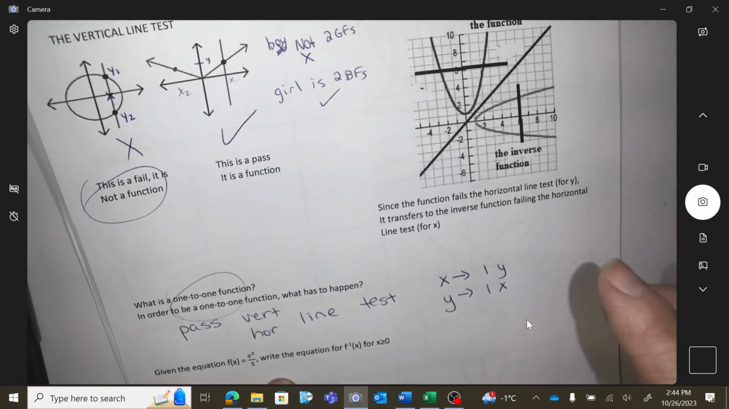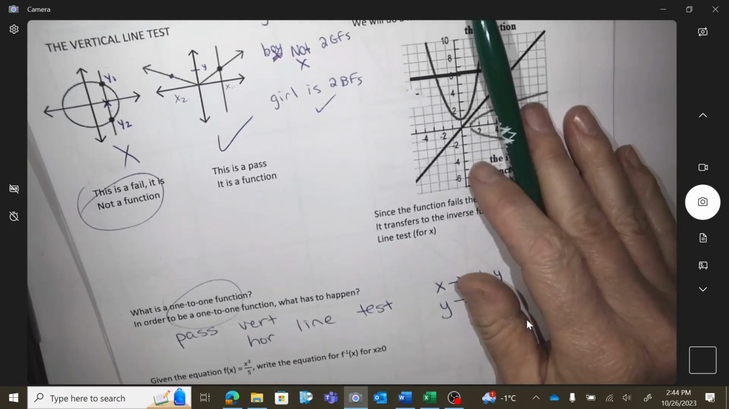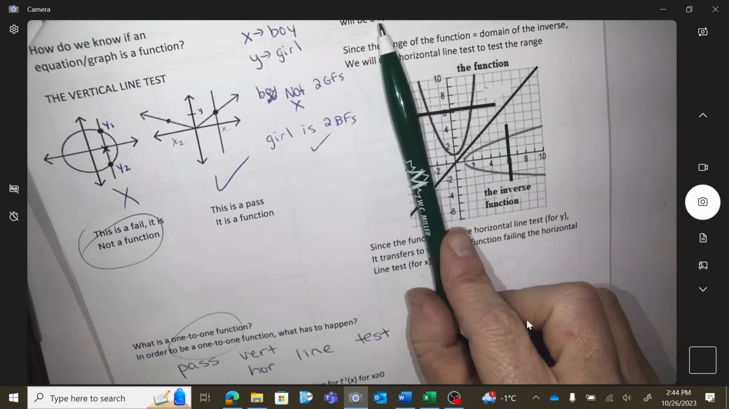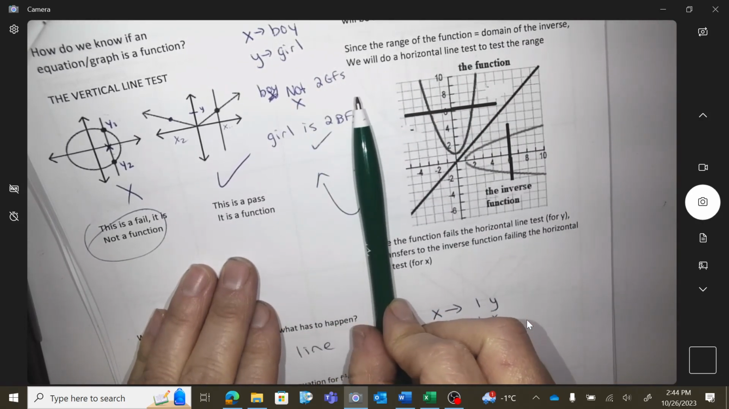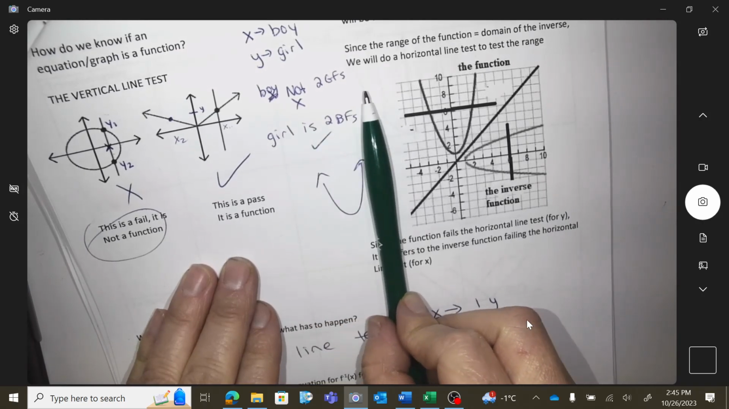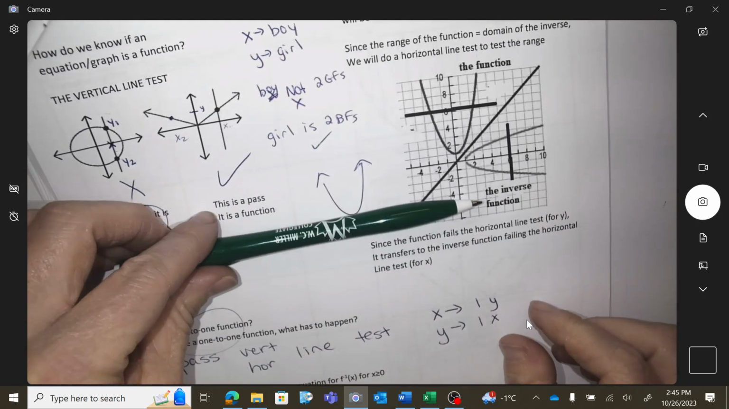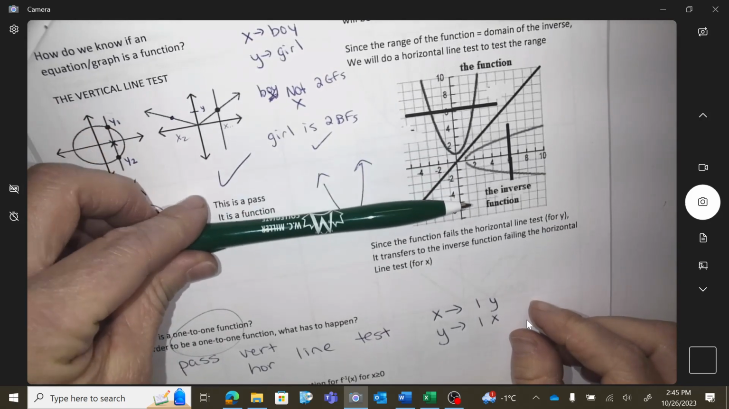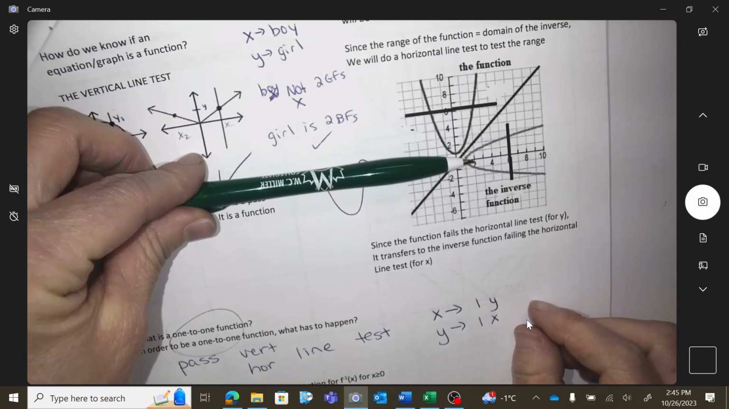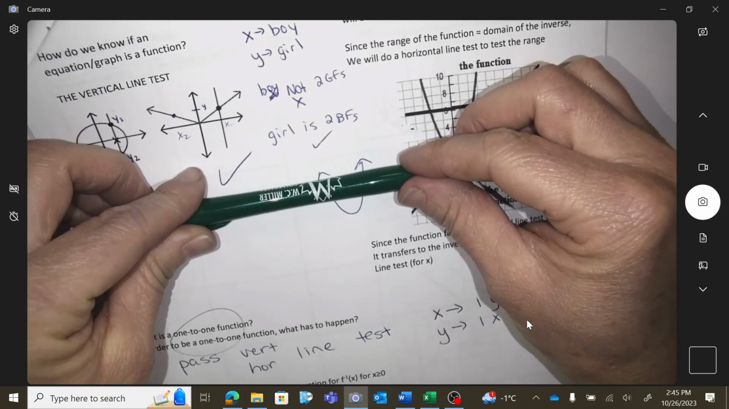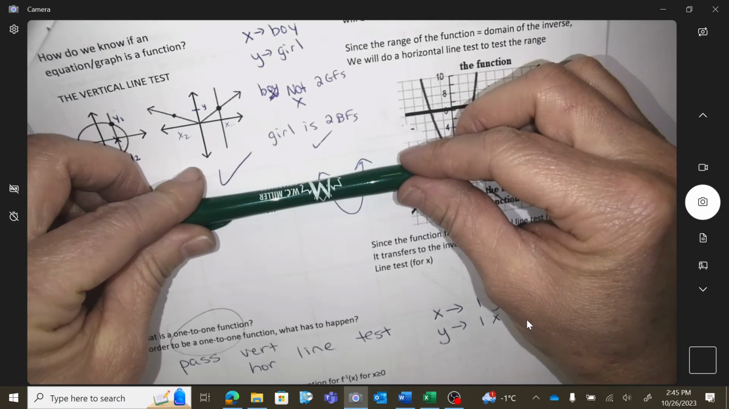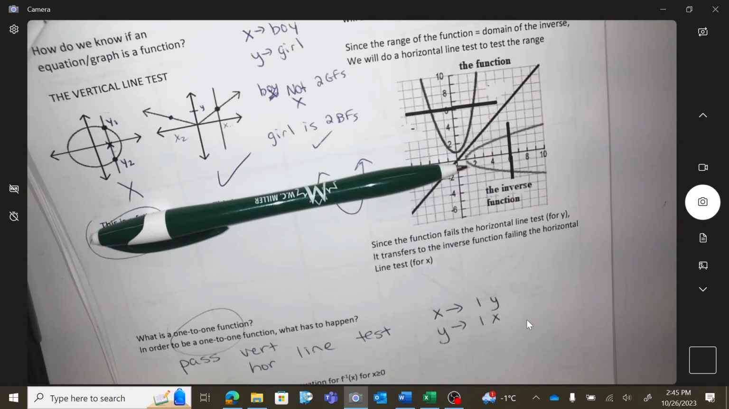Okay, so here's a parabola. A parabola is a function, because if I move through a parabola, I'm okay, right? The parabola doesn't pass the horizontal test, which means this: if a parabola doesn't pass a horizontal test, its inverse won't pass a vertical test. X and Y switch, horizontal and vertical switch.